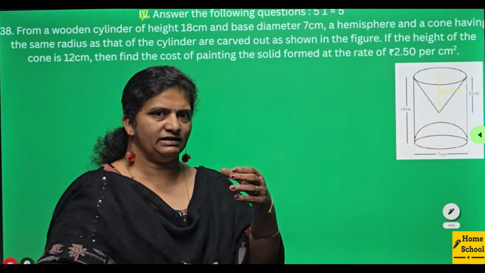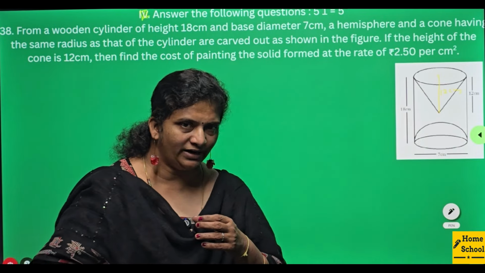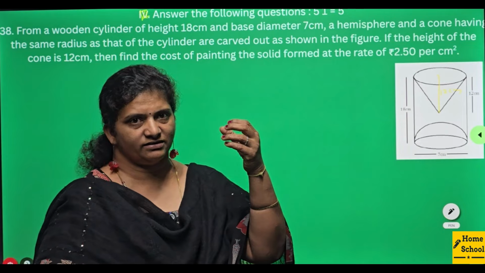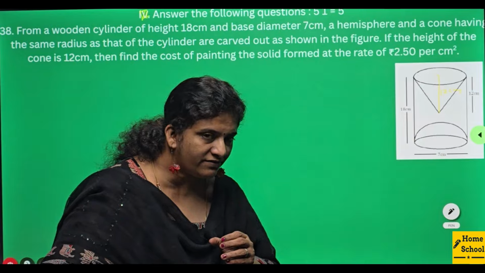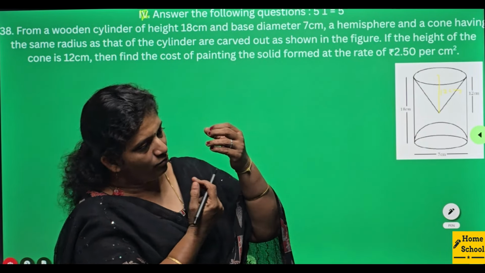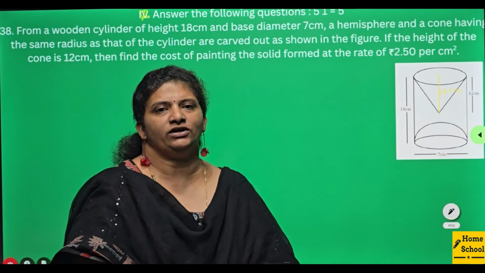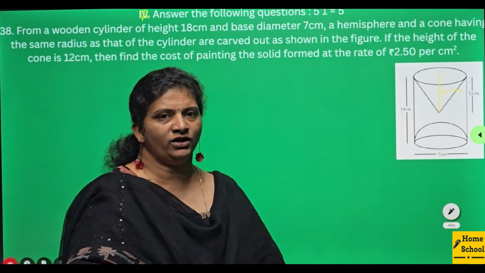Imagine there is a cylinder, right? If you see from top, there is a conical hollow, right? And if you see from bottom, a hemispherical hollow you can see, right? So CSA of a cylinder, from top CSA of a cone, from bottom CSA of a hemisphere. Area you need to find. After finding area, then cost of painting you can do.